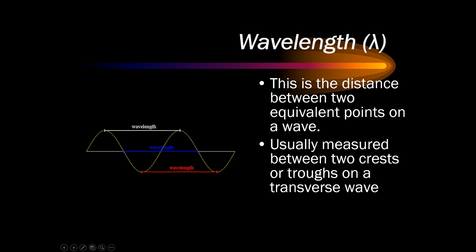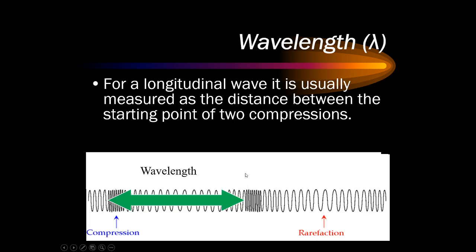And like I mentioned, usually measure between two crests or troughs on a transverse wave. But on a longitudinal wave, it's measured a little bit differently. On a longitudinal wave, it is usually measured as the distance between the starting point of one compression to the starting point of another compression. So anything within this green arrow would be considered one wavelength on a compressional longitudinal wave. One more thing I want to note here is that wavelength is usually abbreviated in formulas with this weird symbol here.